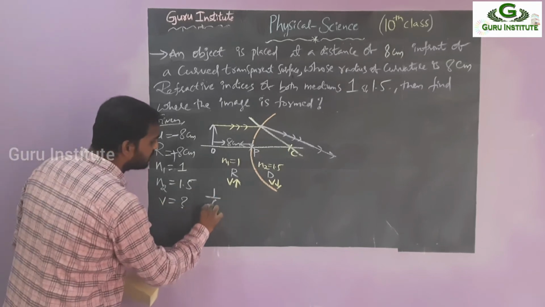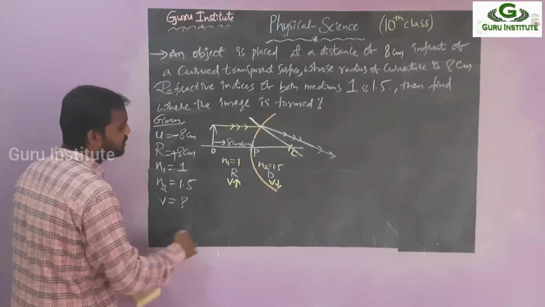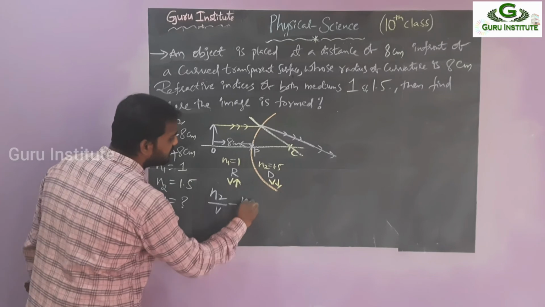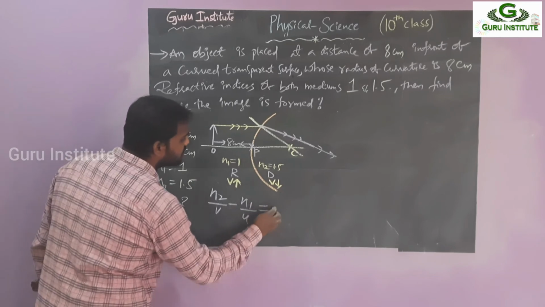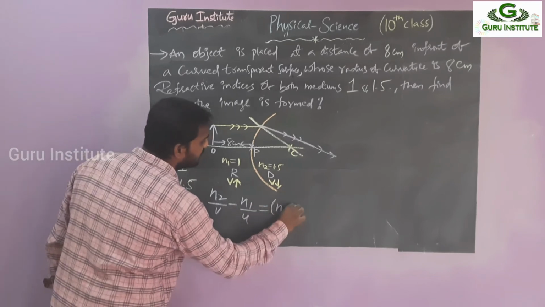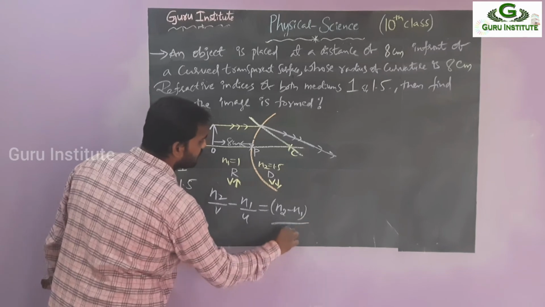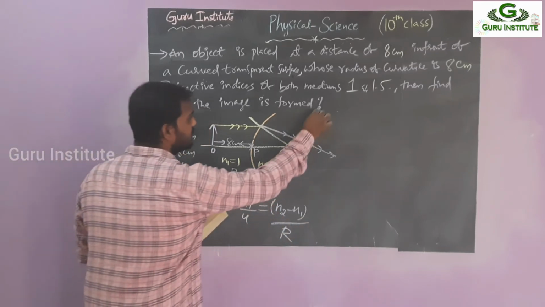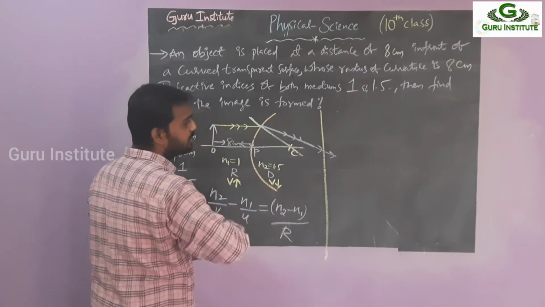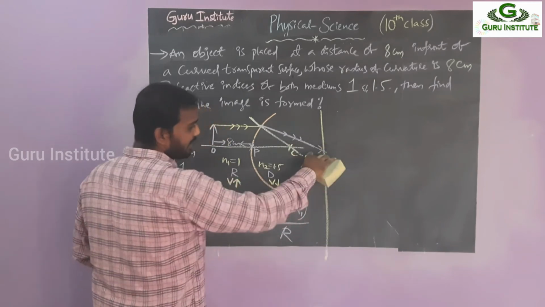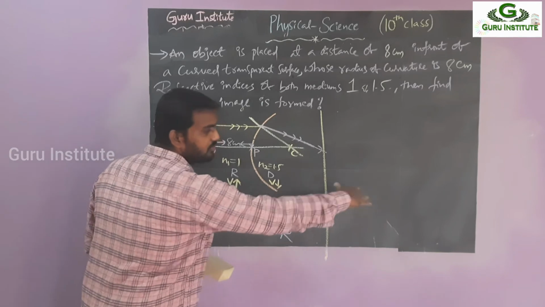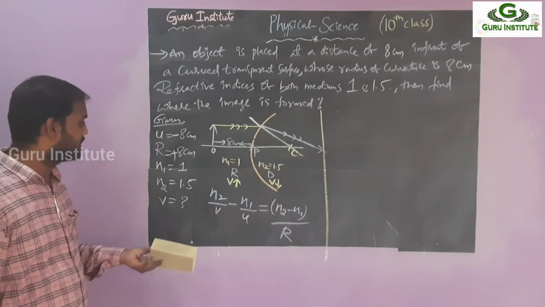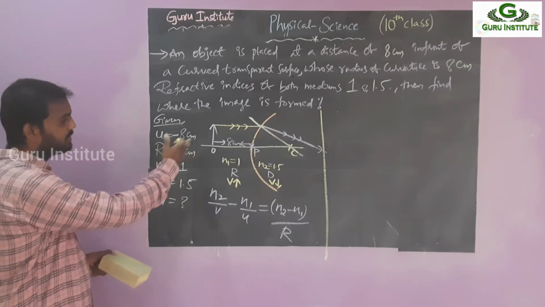What is the curved surface formula? N2 by V minus N1 by U equals N2 minus N1 by R. Simply substitute in this formula and you will get the final answer. Just observe clearly. For your understanding purpose only, I am drawing this one. Not exactly here, it is moving like that, so the image will be formed. Where it forms, we have to find from the formula. For sign convention purpose, I am drawing this picture.